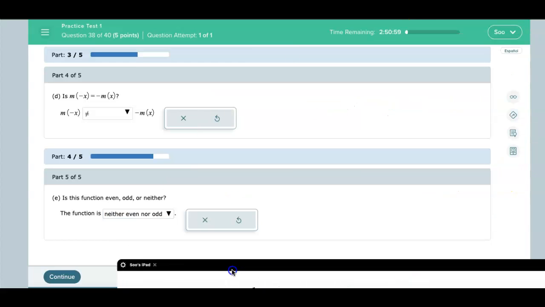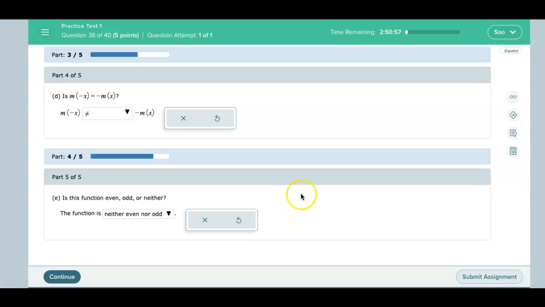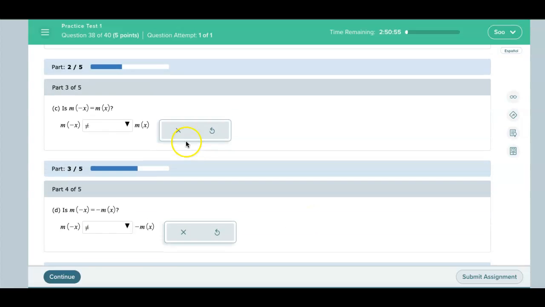But who knows, when you are doing your test, they may give you one that tells you that when you plug in negative x, it comes out to be exactly the same as the original function. If that's the case, the function is even. If you plug in negative x and it comes out to be exactly the same as the opposite of your original function, then that function is odd. But I'm done with my question. This was number 38.